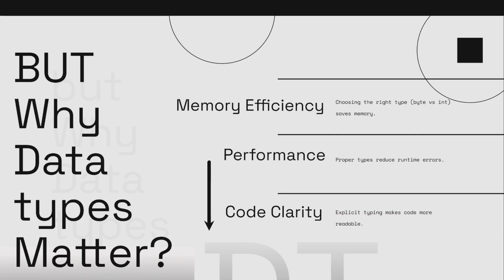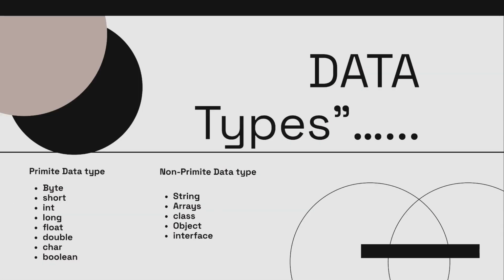Okay. Data types are classified into two types, primitive and non-primitive. Primitive data types are the basic built-in types in a programming language. They store simple values and not objects. And non-primitive data types are complex types. They are stored by reference, not by value.